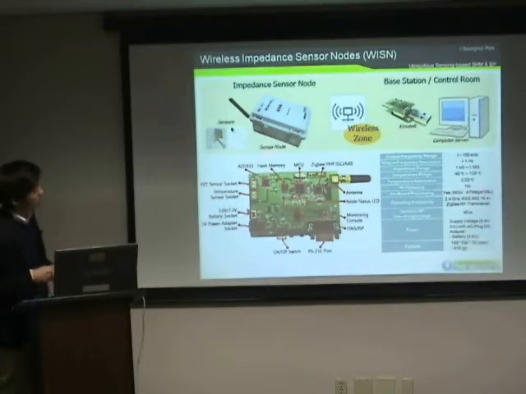This is the specification of this sensor node. We can get impedance data in a frequency range of 1 to 100 kilohertz, and it is capable of a temperature range of minus 40 to 125 degrees Celsius. And it has a 2.4 gigahertz Zigbee RF transmitter. The RF range is 40 meters. Actually, it's not far from the sensor location, so we need to extend the data transmission range. And also, we can supply power of 5 volts to 9 volts to the sensor node.